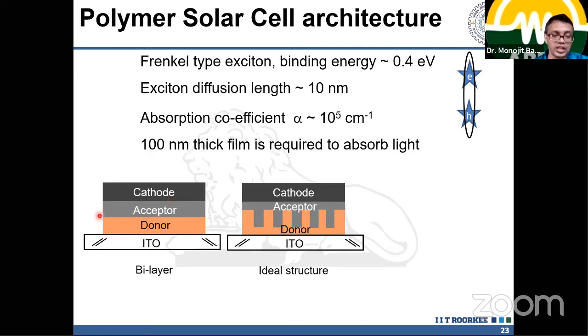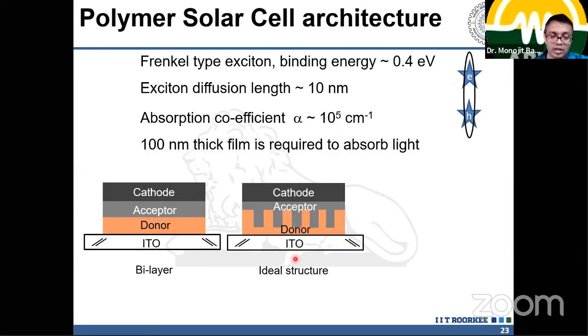Now, what is the ideal structure? Can we improve this interface? That is the engineer's dream: to get an interpenetrating or interdigitated structure of donor and acceptor materials. You can see the interface is much larger here. So if any excitation is generated here, it can easily diffuse. This length is within 20 nanometers, so it can easily diffuse to the interface, get split into free charges, get collected by the respective cathode and anode materials, and then be transported through the electrode, right?